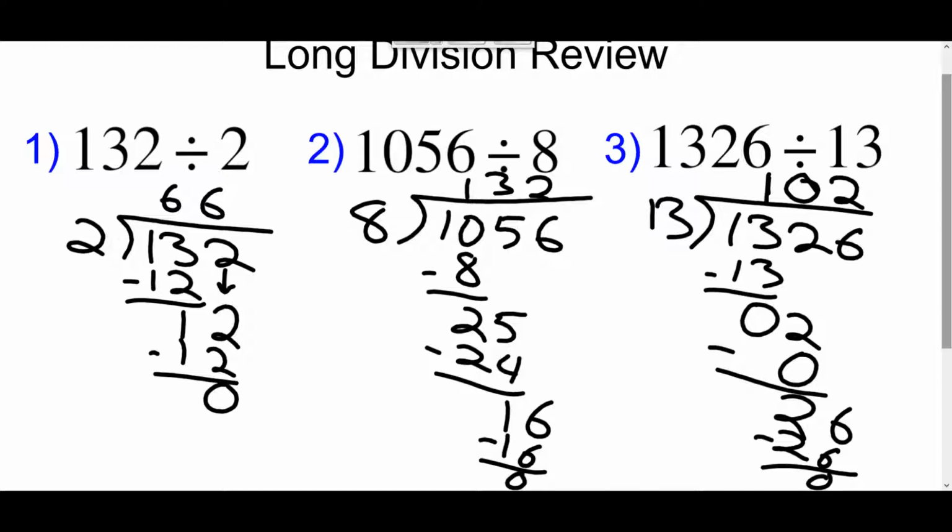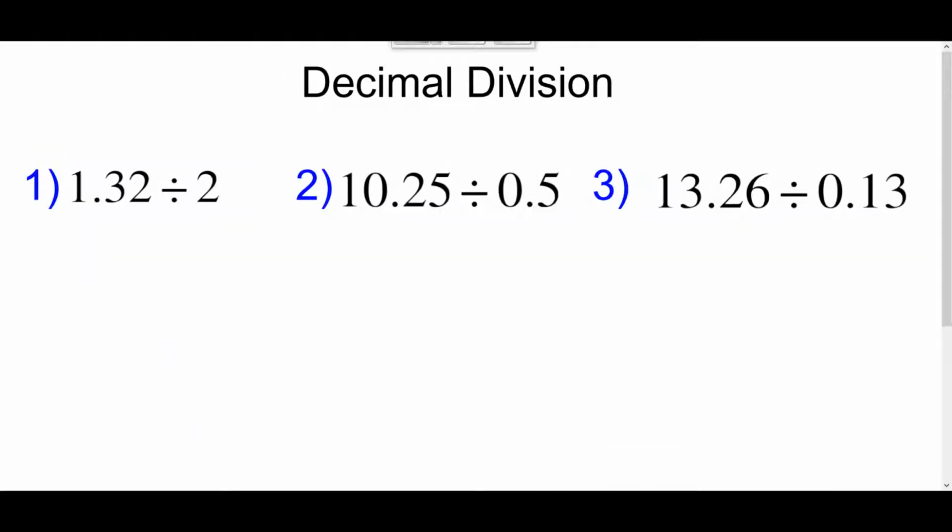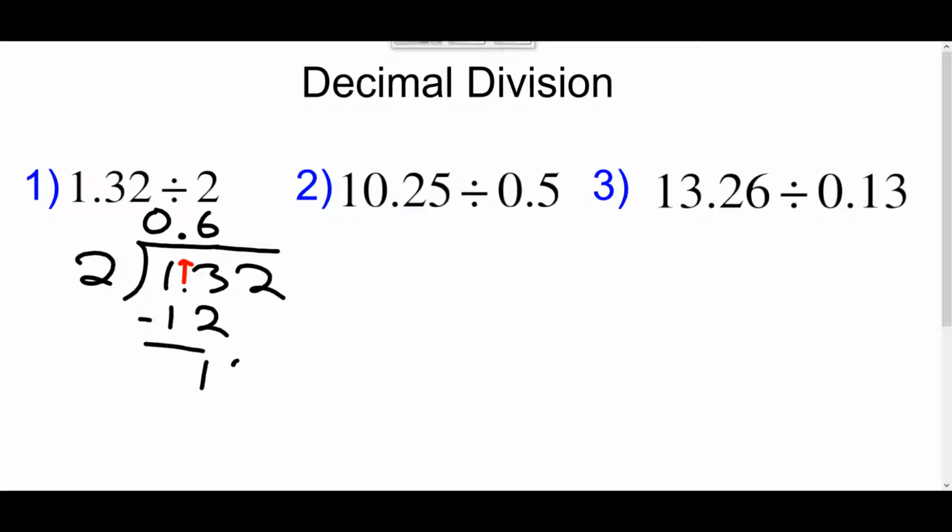Okay? Now we're going to introduce this with our decimals. Same thing. We're going to put the 1.32 inside the house, so to speak, and the 2. Now, here's the trick. Decimals go straight up. They pop up just like a Cheerio in this bowl of cereal. It's going to pop straight up. And then 2 cannot go into 1, so we put a 0 there. But 2 goes into 13 6 times, and I have 1 left over.